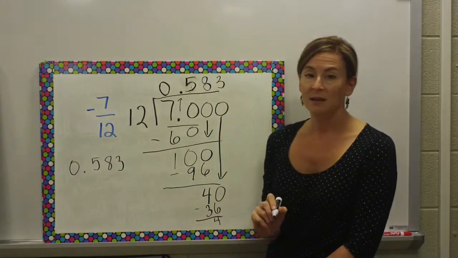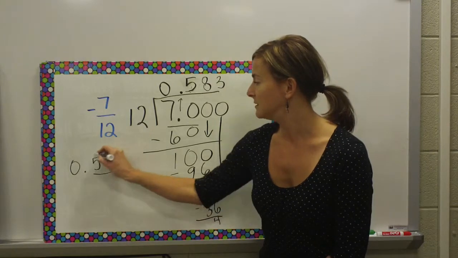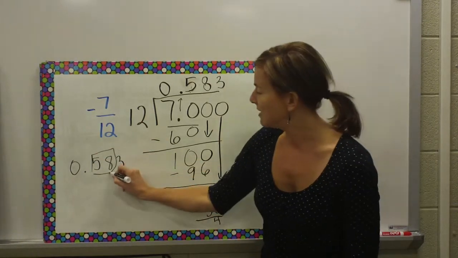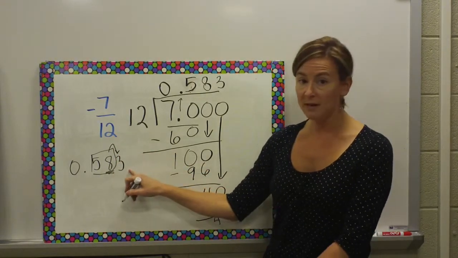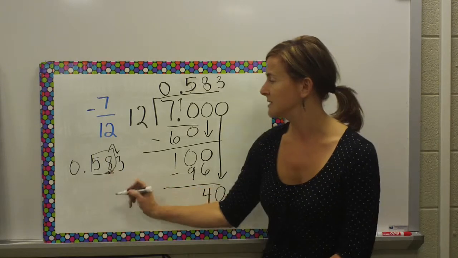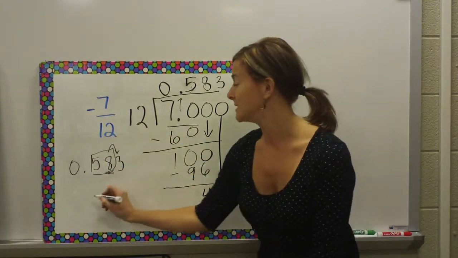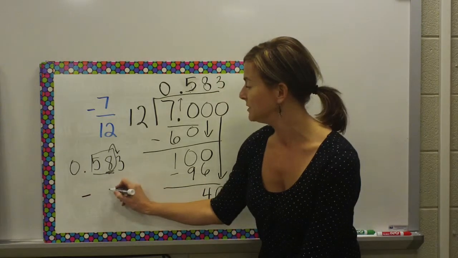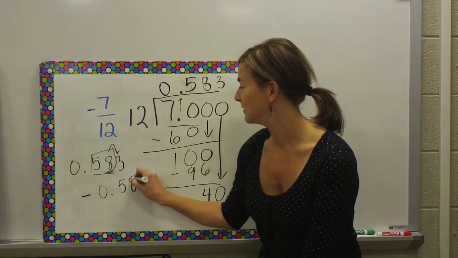0.583. You can round this to the nearest hundredths place, 2 places after the decimal. So because my hundredths place is an 8, I'm going to look back. 3 is less than 5, so it's going to stay an 8. Because my fraction is negative, so will my decimal. So negative 7/12 is about a negative 58 hundredths.